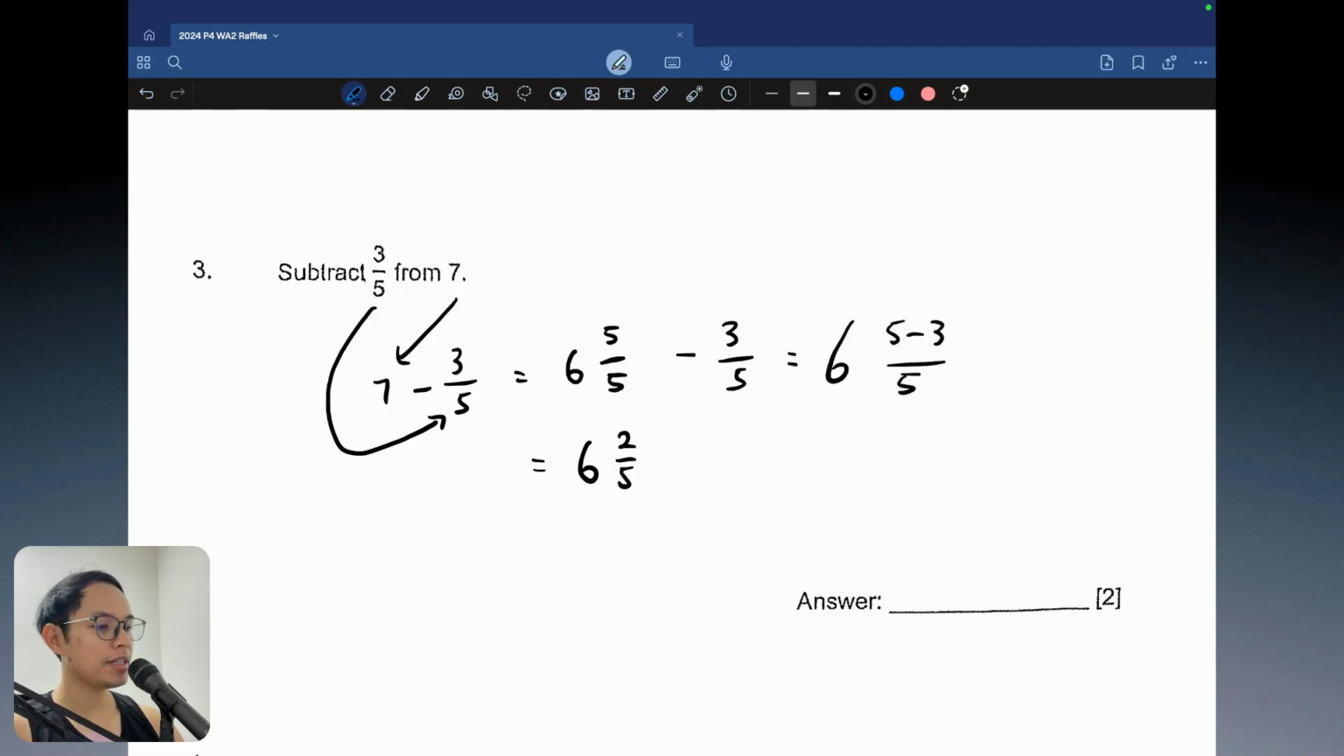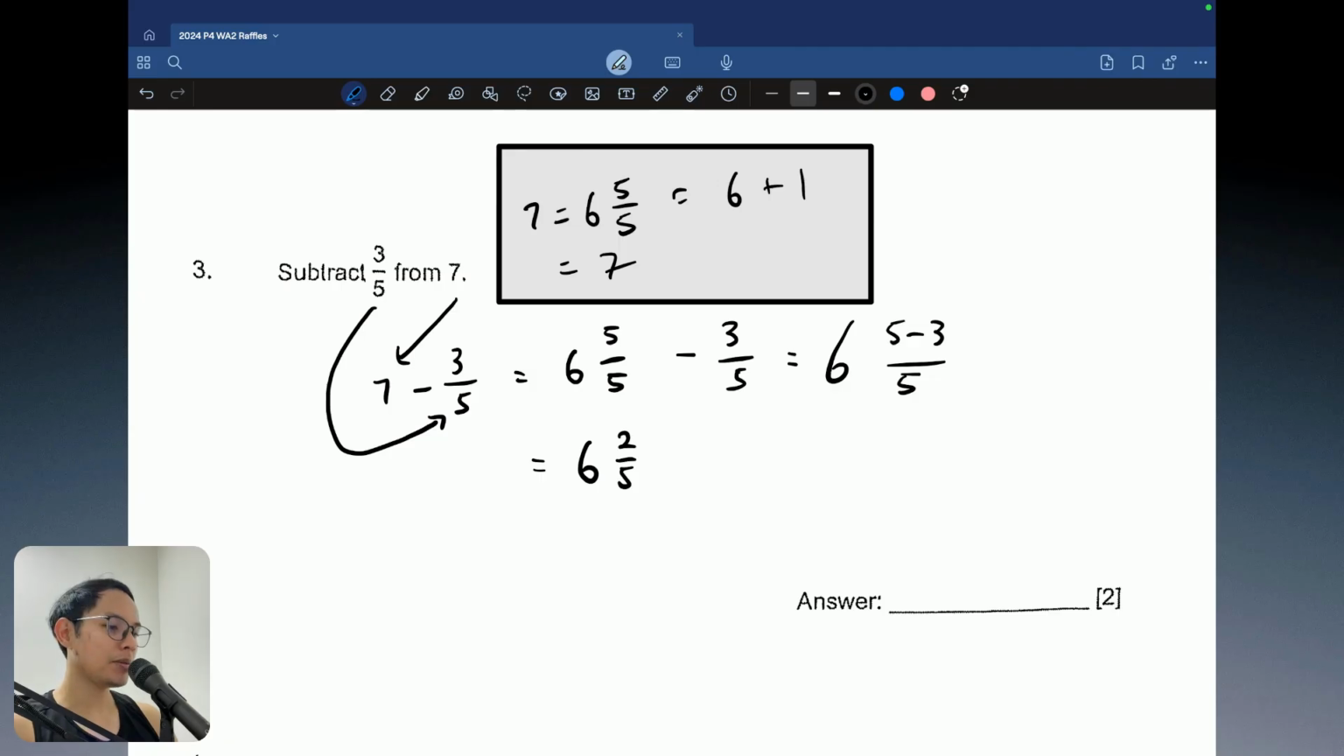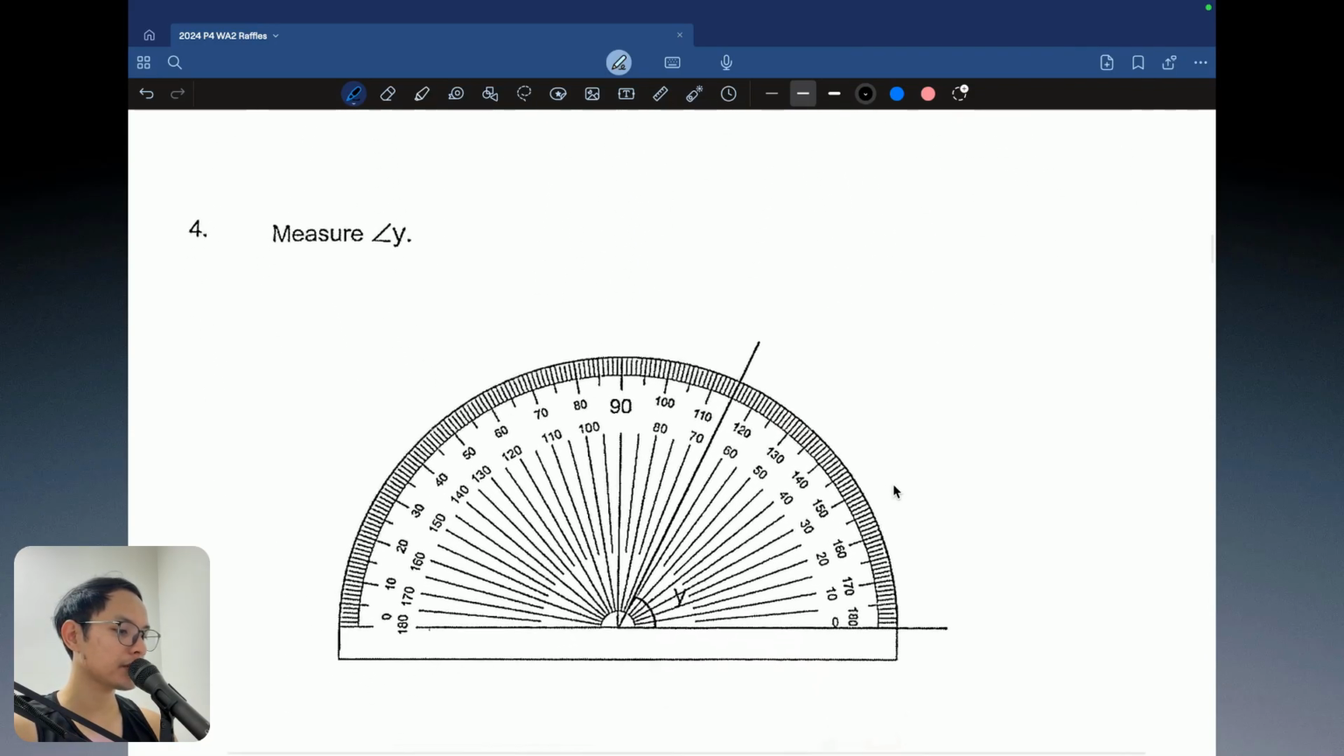So why is 7 equal to 6 and 5 over 5? If you simplify the 5 over 5, it will be 6 plus one whole number, and this will become 7. So this is a nice recap on how a whole number can become a mixed number. And this is the answer: 6, 2 out of 5. All right, let's move on to the next question.